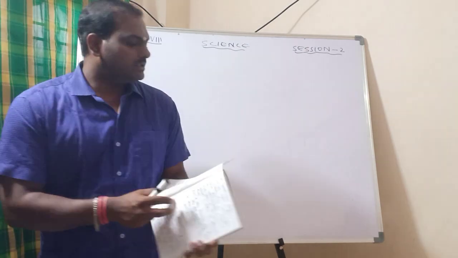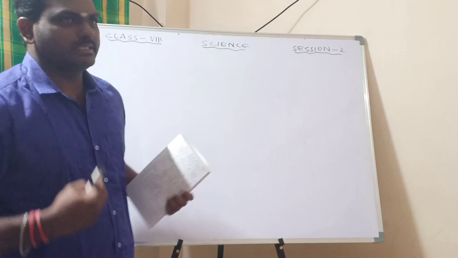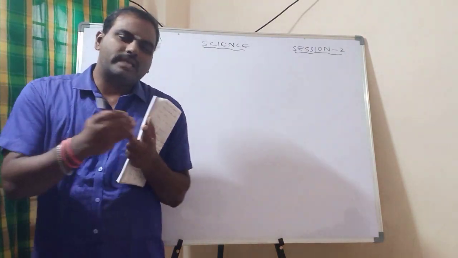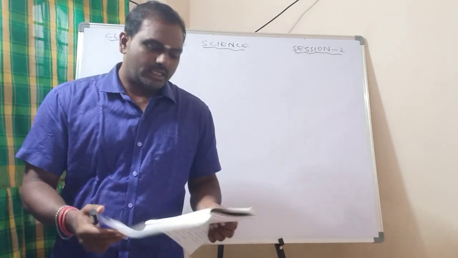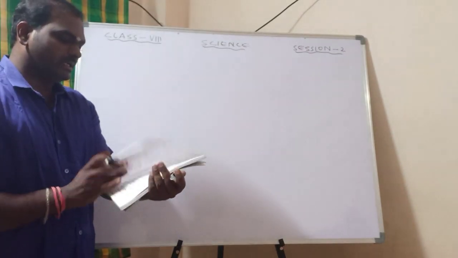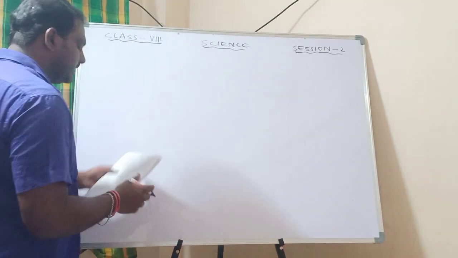Now, continuing this topic in section 2, forces acting at a distance. That means without any physical contact, there are some forces acting at a distance. We will discuss them in this session with some activities. There are three types of forces acting at a distance, and we will try to finish the three topics in this session. The first one is magnetic force.